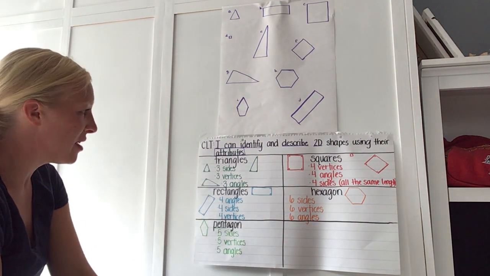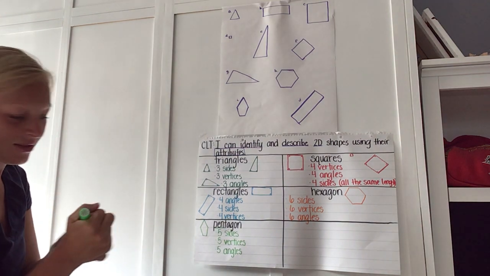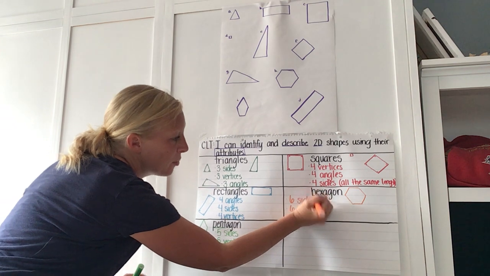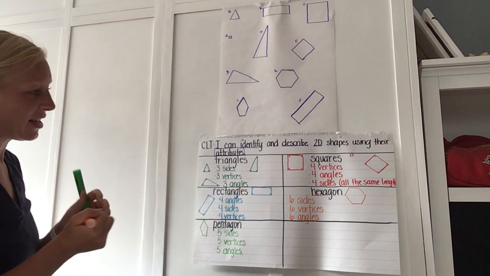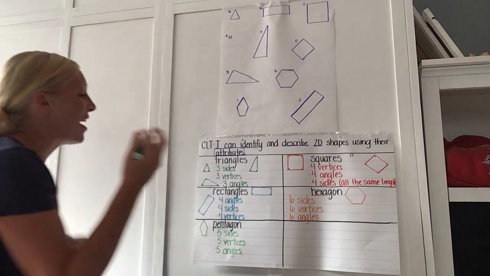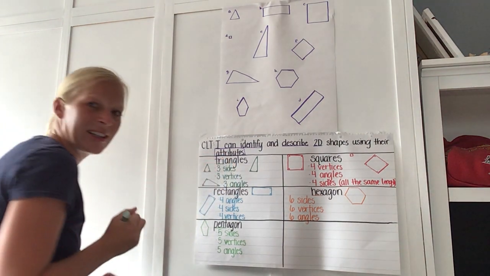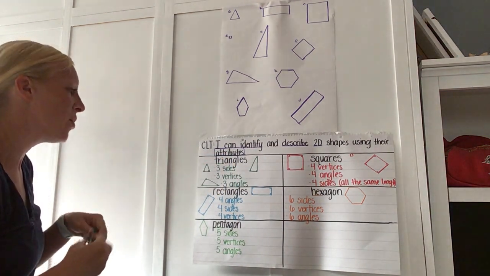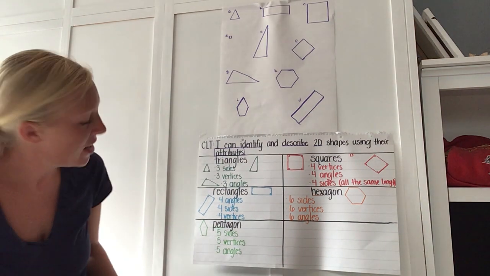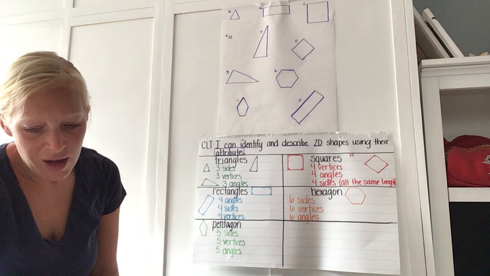Hex means 6. Did you know what other word has a word part that tells about how many sides it's going to have? Tri. Yep, like a tricycle. A tricycle has 3 wheels. A triangle has 3 sides. Absolutely.